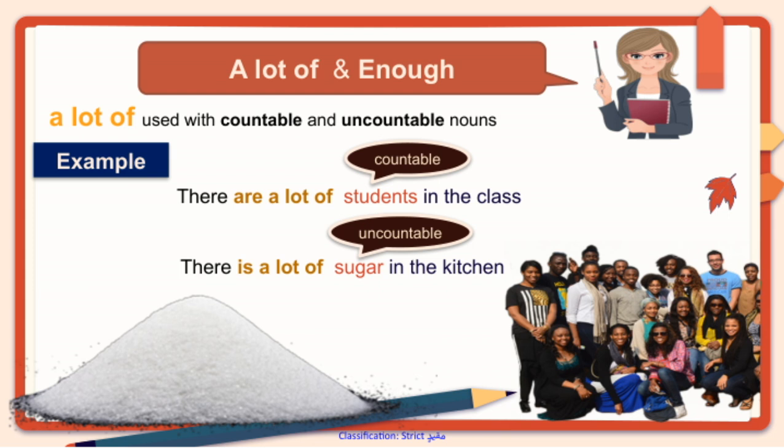On the other hand, in "There are a lot of students in the class," students are countable because you can count each individual student. Now, a key point here is that the phrase a lot of can be used with both countable and uncountable nouns. It's quite versatile. And this leads us to the related expressions, a lot of and enough. These phrases are useful because they help us talk about quantities, whether we're counting items or measuring uncountable things. So remember, a lot of works with both types of nouns, making it a very flexible expression in everyday conversation.